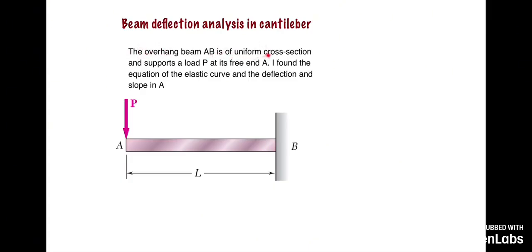So the exercise tells us: for the cantilever beam AB with a uniform cross-section that supports a load P here at its end at point A, find the elastic equation of the beam. Also find the deflection and the slope at point A. And graphically, it is as follows.